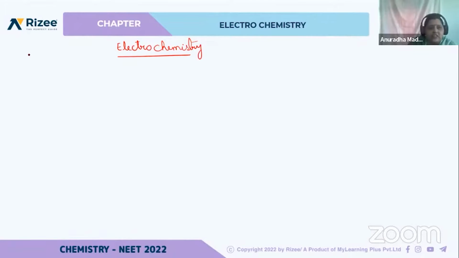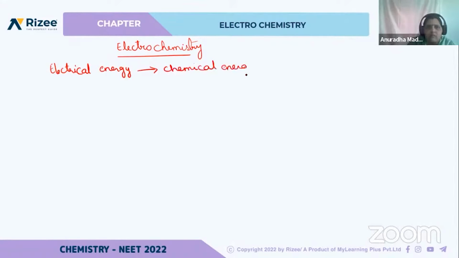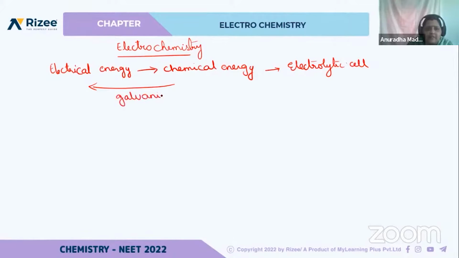Conversion of electrical energy to chemical energy, or else from chemical energy to electrical energy. The conversion from electrical energy to chemical energy can be studied by using an electrolytic cell. Then the change from chemical energy to electrical energy can be studied by using a galvanic cell. So first of all, let's see what is an electrolytic cell.